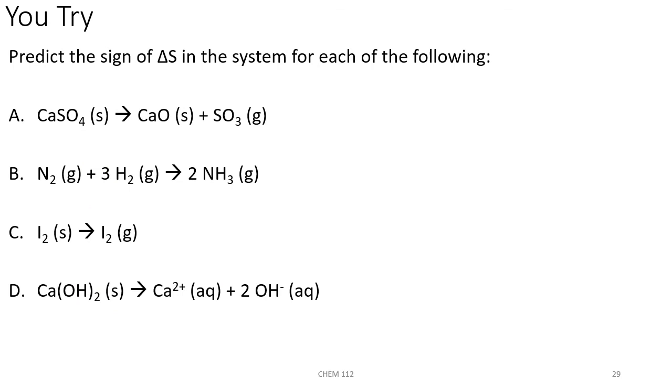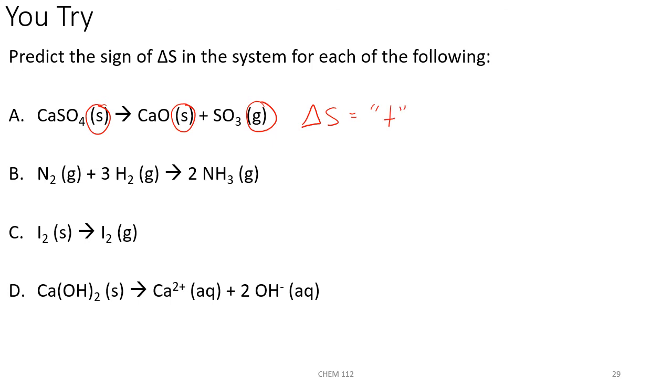Predict the sign of delta S in the system for each of the following. A, we have solid calcium sulfate decomposing into solid calcium oxide and sulfur trioxide gas. So we had a solid and we formed another solid, but we also formed a gas as one of the products, and gases are highly disordered. So our delta S change, or our entropy change for this process, would be positive because we formed a gas, which is highly disordered.